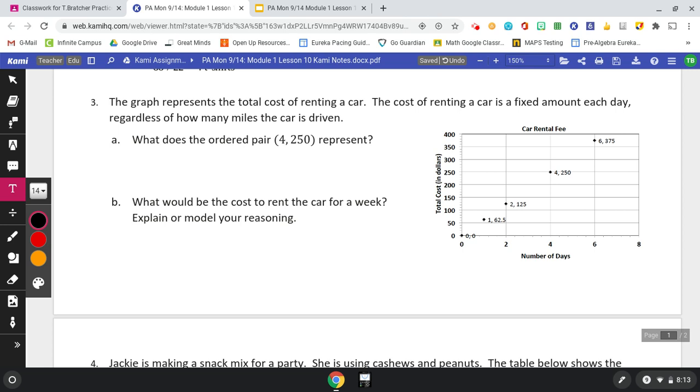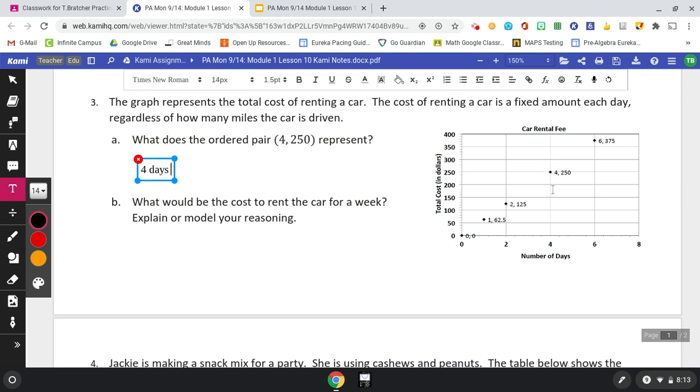Okay, number 3. It says the graph represents the total cost of renting a car. The cost of renting a car is a fixed amount each day, regardless of how many miles the car is driven. So again, what does the ordered pair (4, 250) represent? 4 is our x value, down here, which represents the number of days. So 4 days will cost, total cost is our y value, $250.